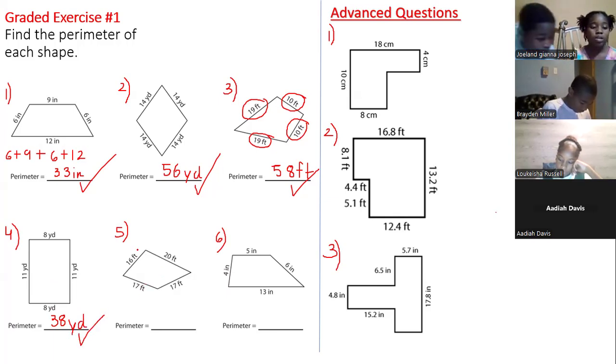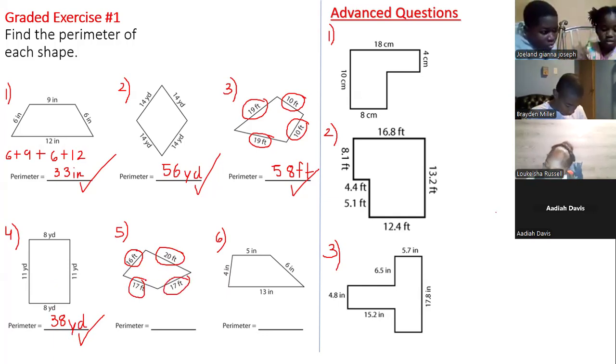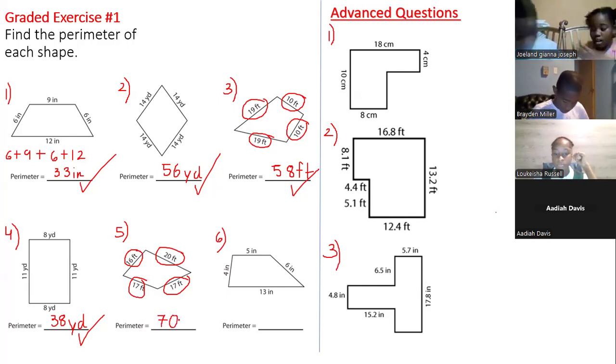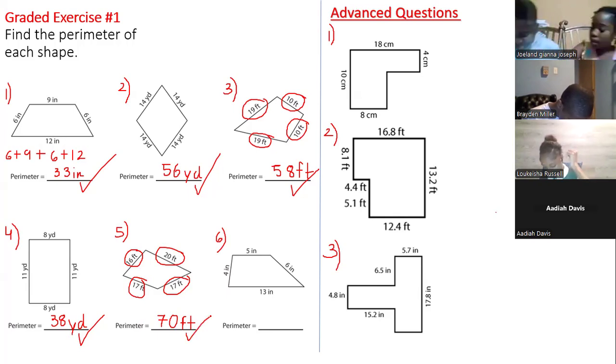For this one we have 16 feet, 20 feet, 17 feet, and 17 feet. What did y'all get for this one? 70. 70, that's correct. Legacy, are you getting these right? Yes, sir. Perfect. Put a tick if you got it right, please. Kylie, you getting these right?